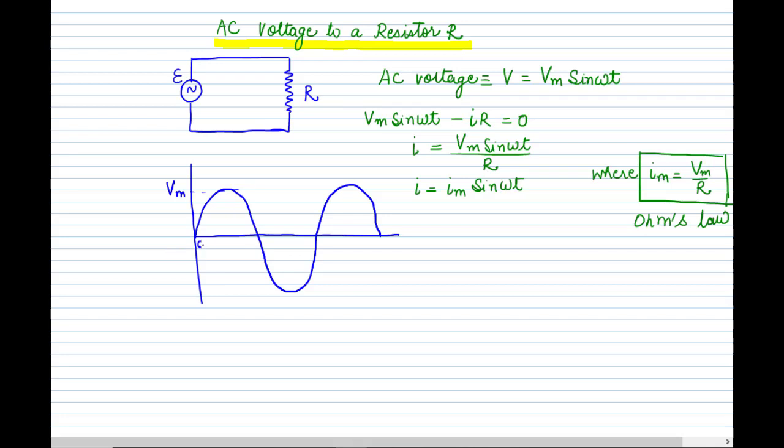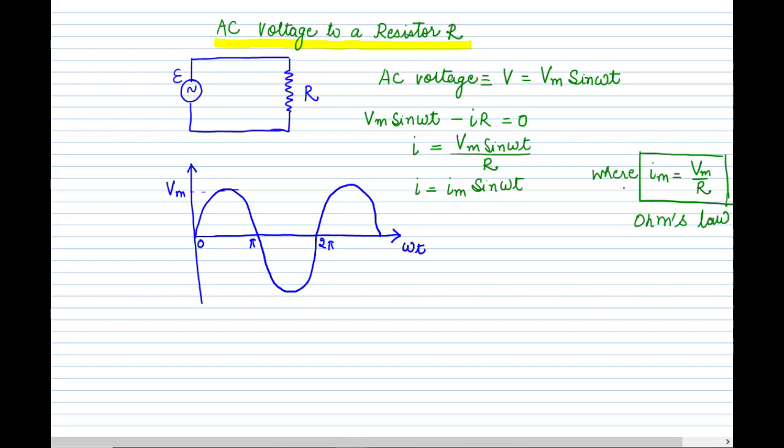Then here it is 0, here pi by 2, here pi, here 3 pi by 2, here 2 pi, here 5 pi by 2 and here 3 pi. And on the x-axis we have omega t, and here first we are using voltage, and because Im is equal to Vm upon R, R is a constant, so whatever is the phase of Vm, the similar will be the phase of Im. So whatever is the phase of voltage will be the same phase of the current.